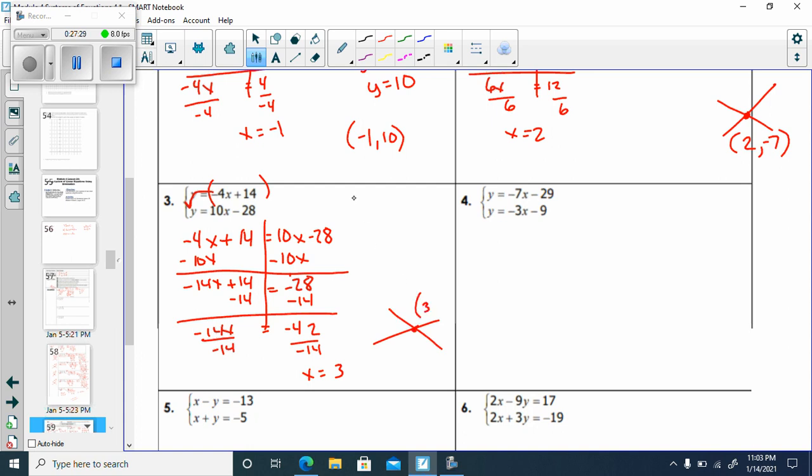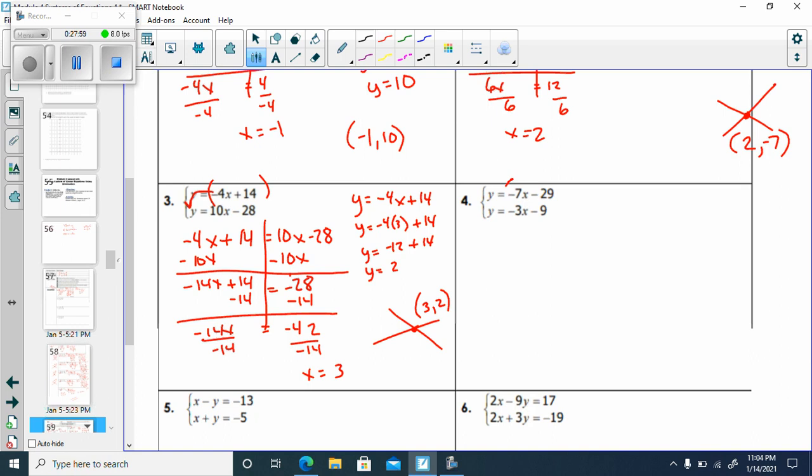Okay, let's see about your y. This says y is equal to negative 4x plus 14. Y is equal to negative 4 times 3 plus 14. Y is equal to negative 12 plus 14. Y is equal to 2. 3, 2. Okay?